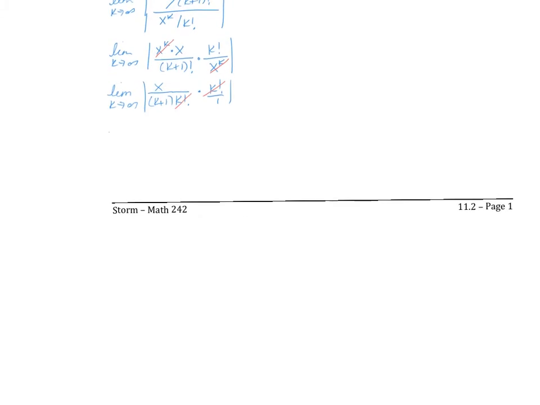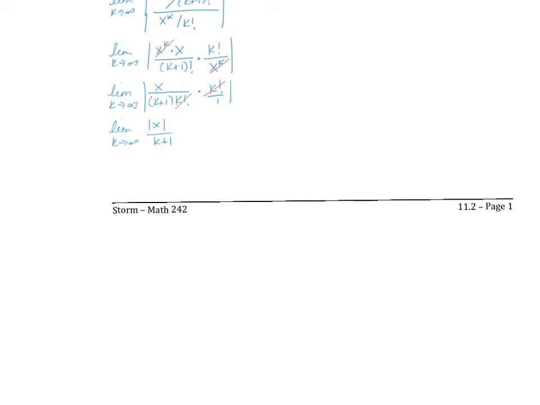Now I have the limit as k goes to infinity of the absolute value. And now here the absolute values are not needed on the k plus 1 term because remember, our k values are 0 or some positive number, so k plus 1 will never be negative. I only really need the absolute values on the x. So again, the k plus 1 does not need the absolute values, but you can keep them on. It's not going to hurt anything.